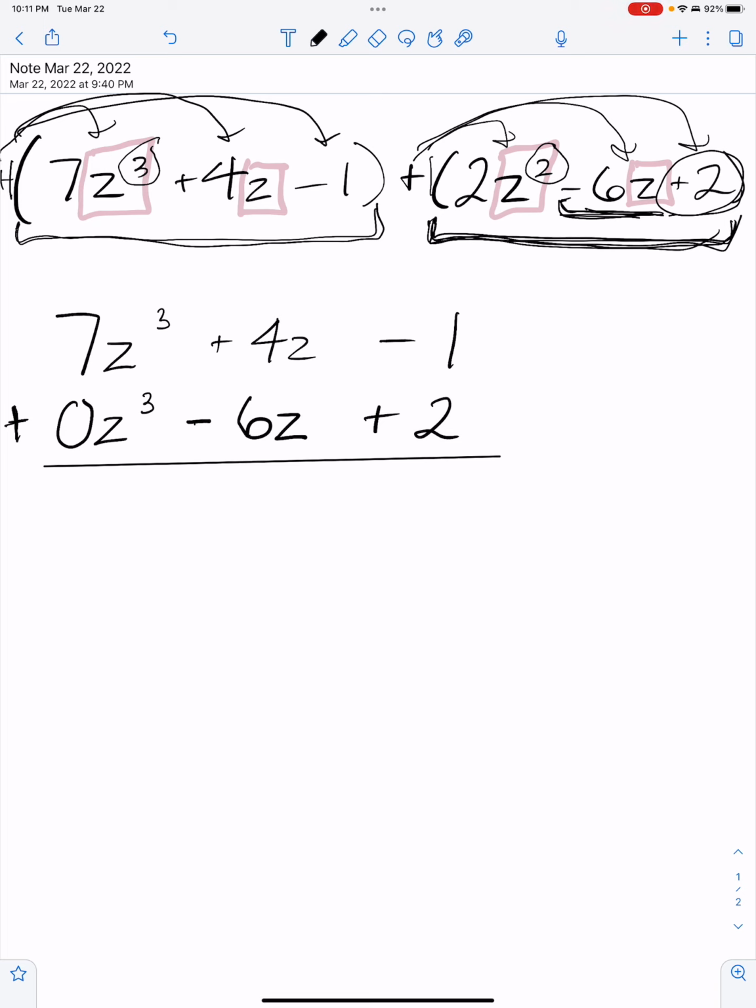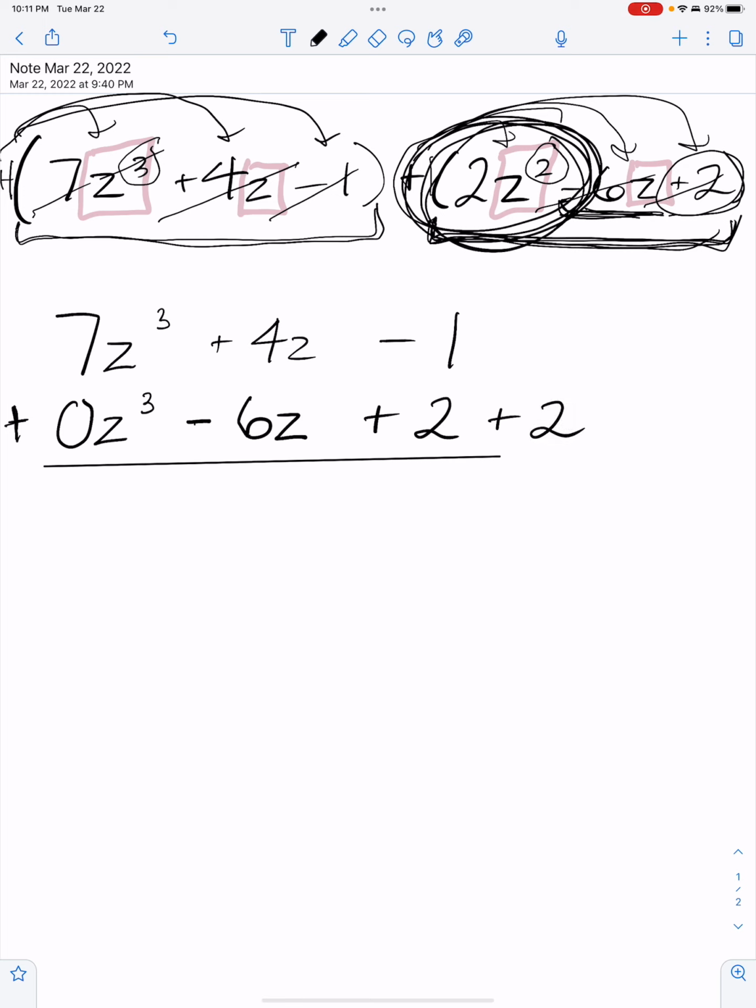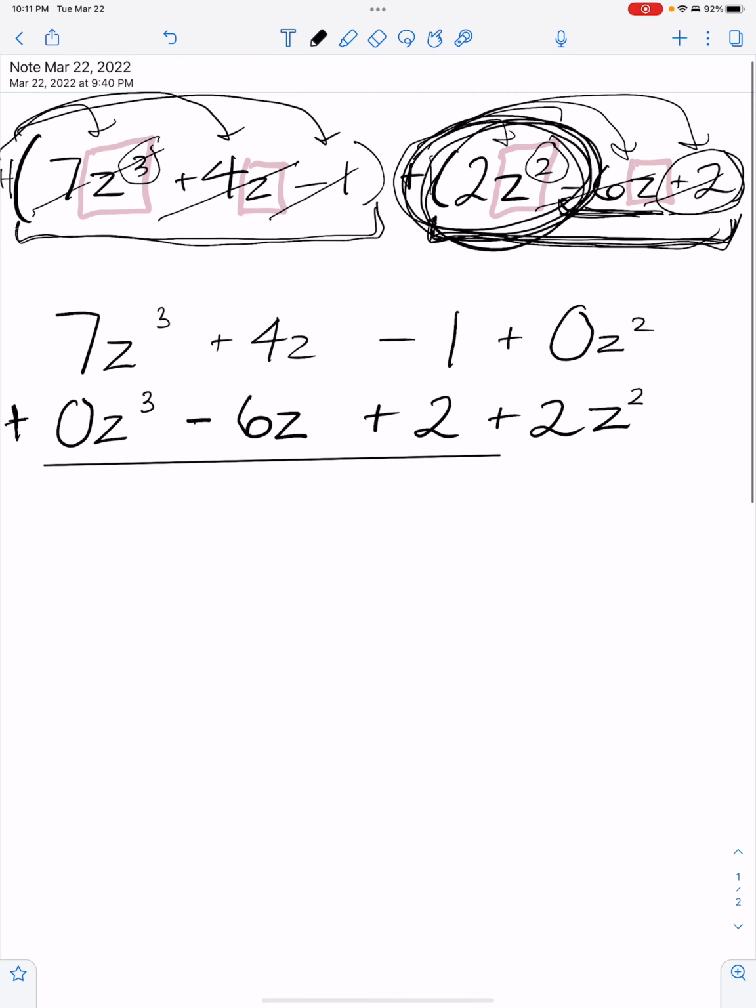Now, I've included this 7z cubed, I've included the 4z and the negative 1, and I've included the negative 6z and the positive 2. The only thing I haven't included yet is this 2z squared. So I can add that to the bottom here, 2z squared. And if I wanted to, just to make it make sense in my head, I can add that same 0z squared. And that just helps me see that it's the same term that's being stacked.